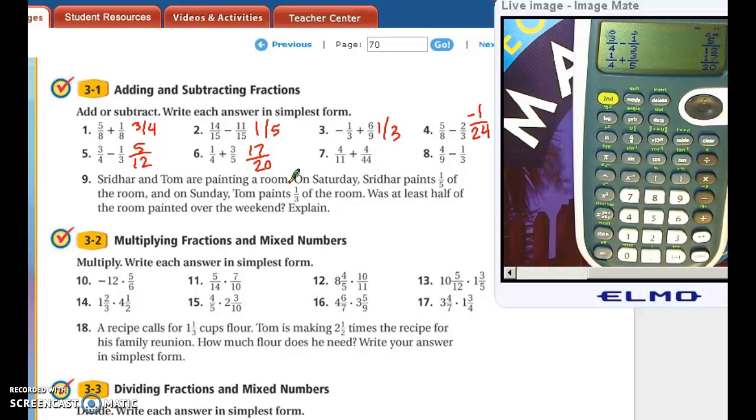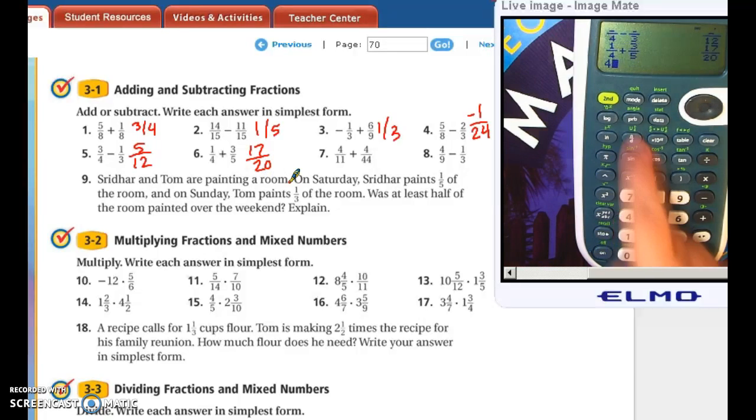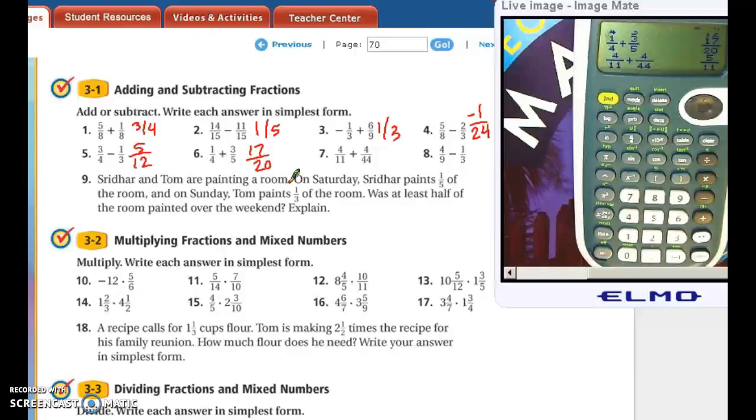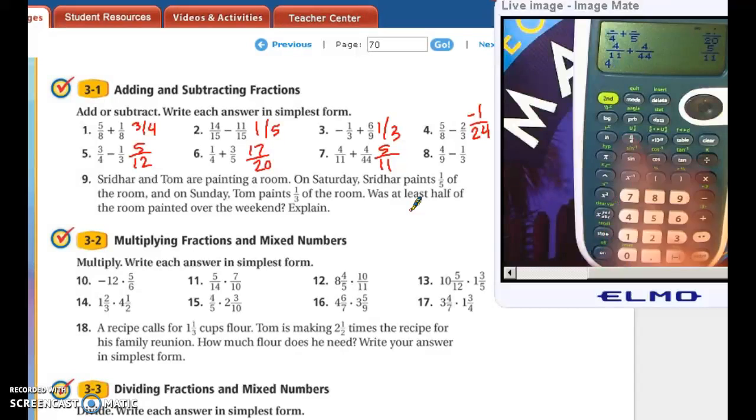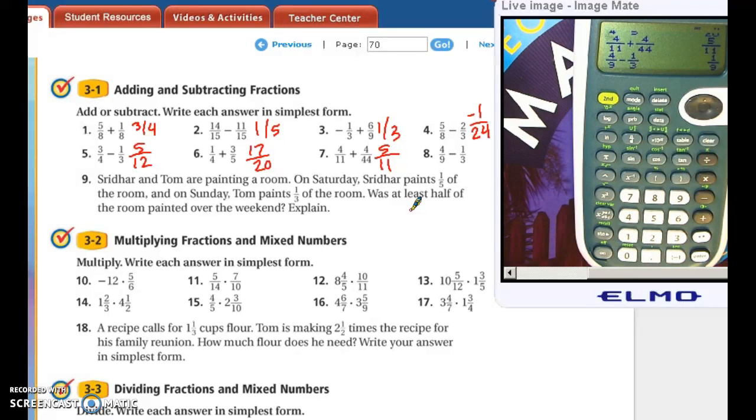For number 7, we have 4 over 11 plus 4 over 44. And that gives you 5 over 11. For number 8, we have 4 over 9 minus 1 over 3, and that is 1 over 9.